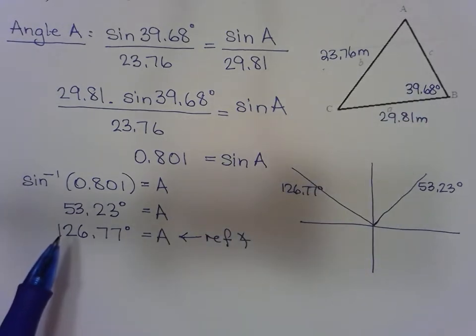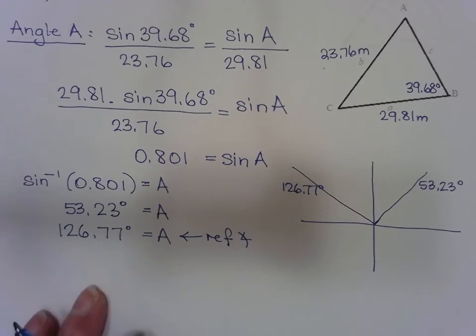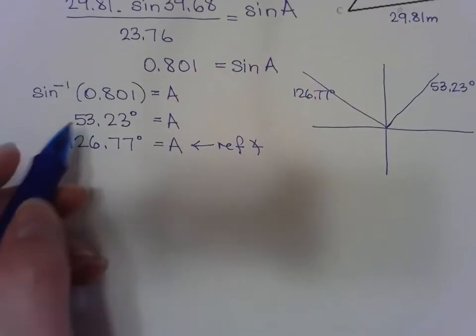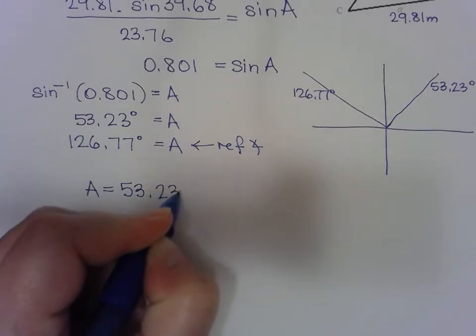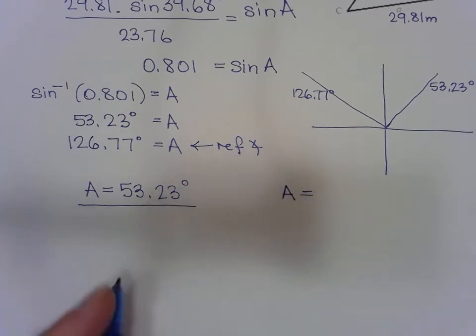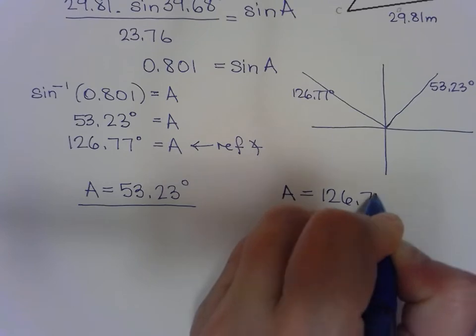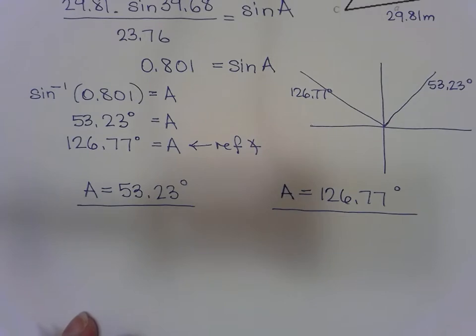Okay, so let's do the two possibilities here. So A could be 53.23 degrees, or A could be 126.77 degrees. Now that we found angle A, let's go back and find the other pieces of the triangle that we don't have. In this case, we don't have angle C and we don't have side C. So first, let's find angle C.